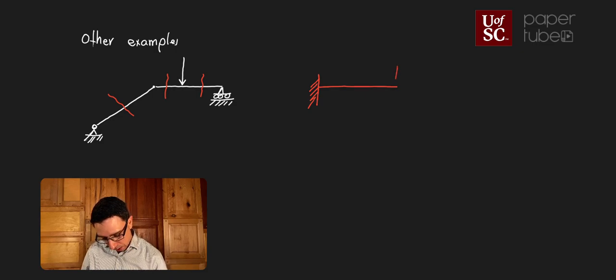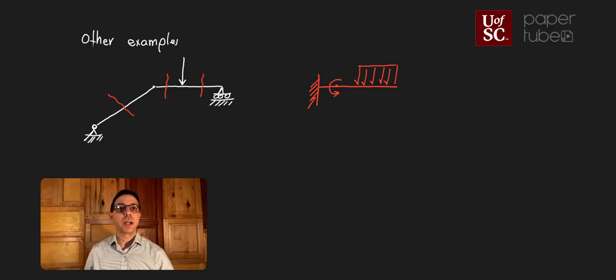And let's say that we have a distributed load somewhere in here and a moment. Let's say that we have a moment right there. Yep, I did all that in red. Let me make the cuts in white. So I'm going to need 1 cut right here, right before that moment. There's a change in the loading condition.